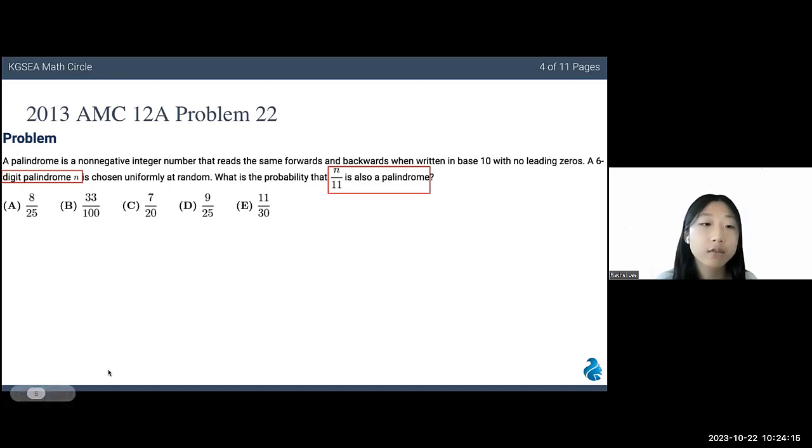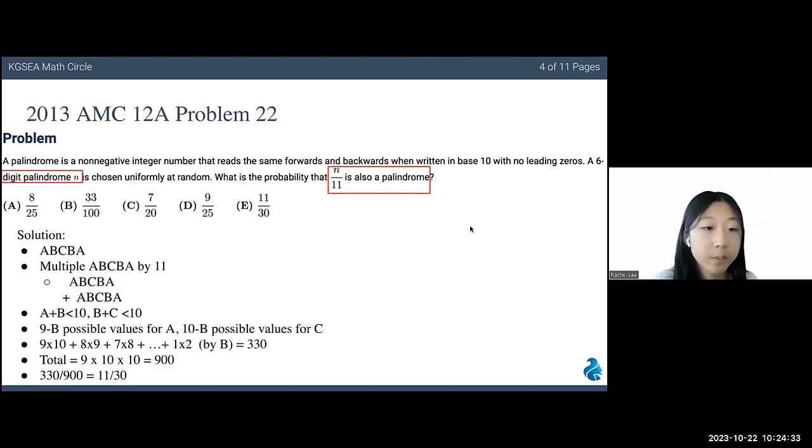So for this one, we have to first think about a 6-digit palindrome n and the probability that n over 11 is also a palindrome number. You can just stop the video to solve the question, but I'll be going over the solution. So if we say that n is ABCBA, and because we have to solve n over 11, we will be doing it backwards by actually just multiplying 11 to the number ABCBA.